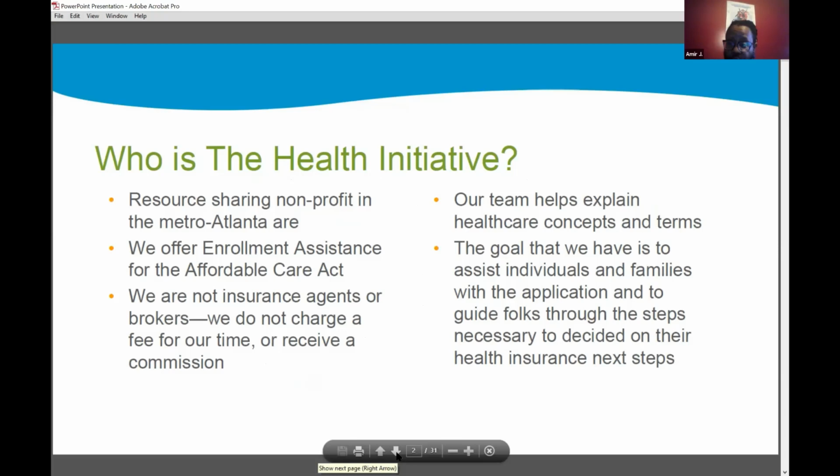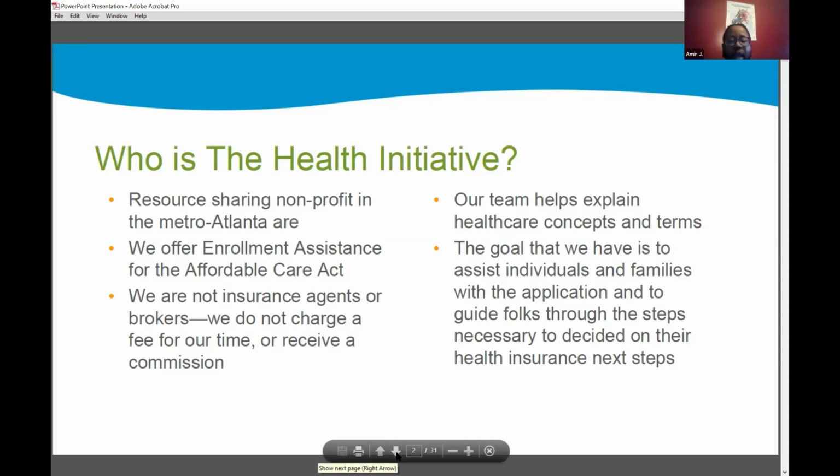So with a navigator or a certified application counselor, those folks do not receive a commission for their services. And those individuals also do not charge you a fee for their time. So know that with an insurance agent, they're coming from a particular perspective as it relates to talking about health insurance options. And for us at the Health Initiative, we do not do that.